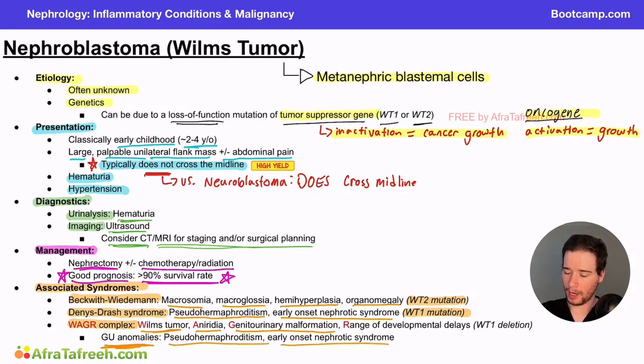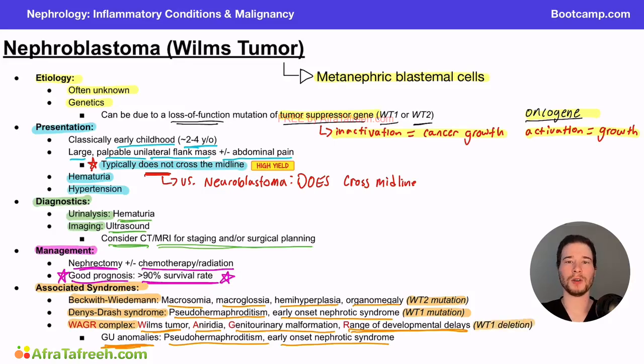So you're probably wondering, how do I keep that straight from Denys-Drash syndrome? Because these are also present there. And the idea is that if they only give you those two symptoms, I want you to think of Denys-Drash syndrome. If they give you additional symptoms, such as the eye abnormalities, right, the aniridia, or the last one, which is the range of developmental delays, then I want you to be thinking about WAGR complex. And finally, for the sake of knowing the chromosomes, we have a WT1 deletion here.